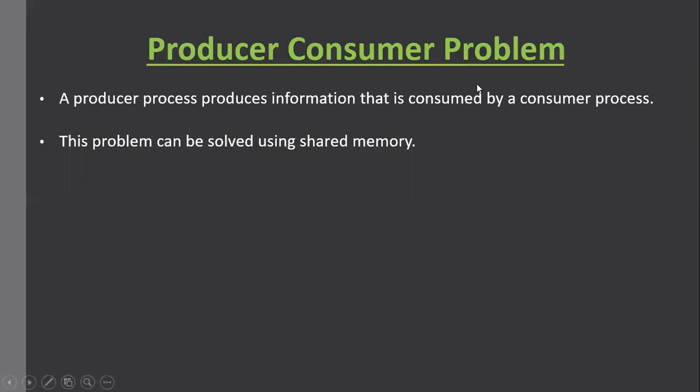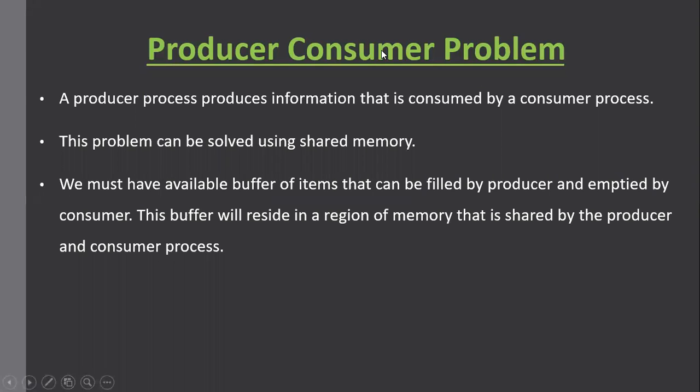Okay, now let's discuss the producer consumer problem. So basically, in this problem, there is a producer which produces some information, and that information has to be consumed by a consumer. Now, the producer and consumer are two processes. So if they are communicating, this communication can be possible using shared memory. One solution to this problem is shared memory.